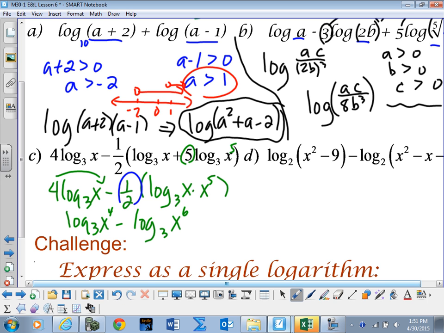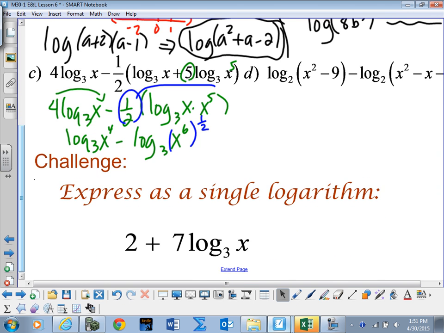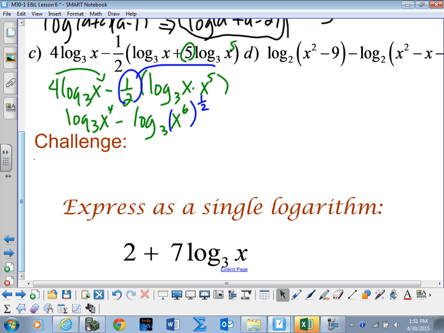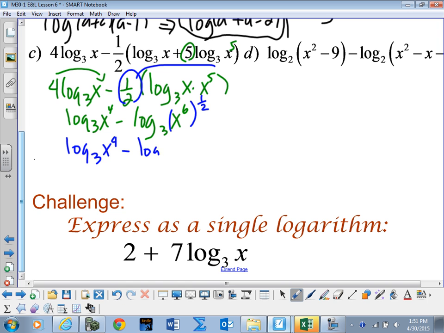Now this 1/2 that was in front of the bracket, I'm going to move it up to the exponent right here. This was an added-in example. That's probably not in your notes, but it's a really good example, so I really want to keep that. So let's keep going with this one. Log base 3 x to the 4 minus, if I multiply those exponents, I have log base 3 x to the 3. Now I'm subtracting, so I'm going to combine it into a single log.